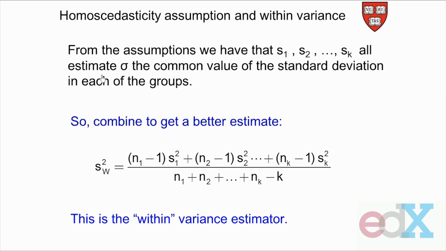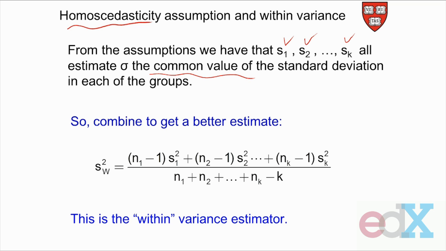So let's start. Now, we have the assumption of homoscedasticity. Our assumption of homoscedasticity tells us that each one of these variances or standard deviations in each of the k populations, they all measure the same thing. They're all measuring a common value, call it sigma. They're all trying to estimate the same sigma that's common to all of them.